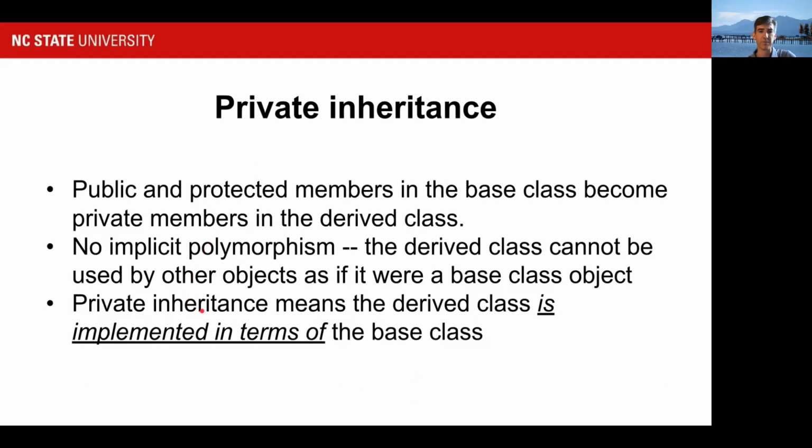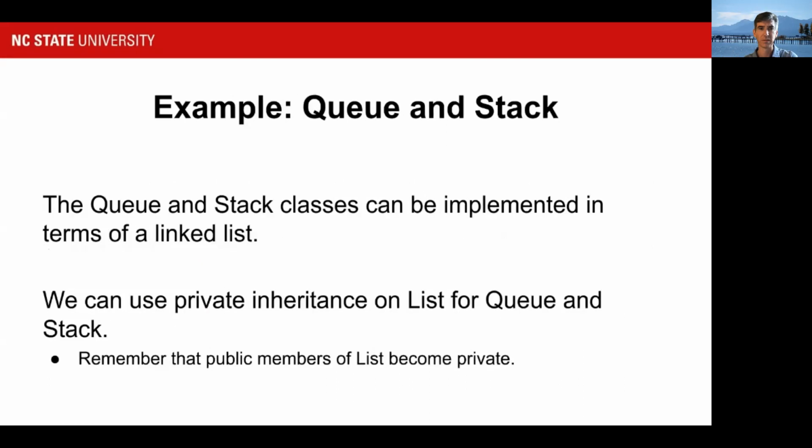Okay, and private inheritance means the derived class is implemented in terms of the base class. It doesn't have the is-a relationship with the base class. It's just implemented in terms of the base class.